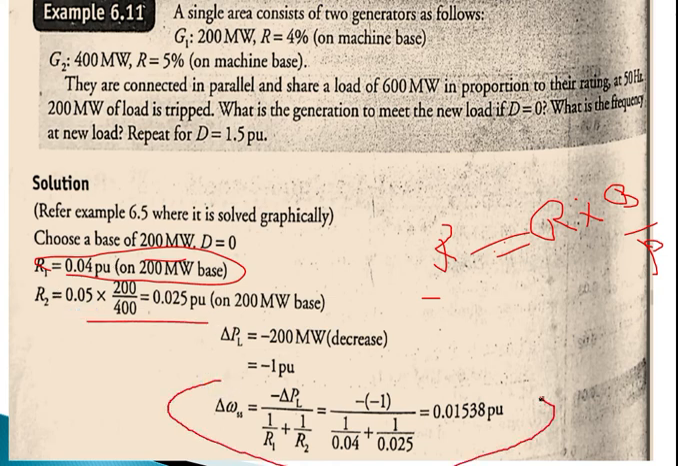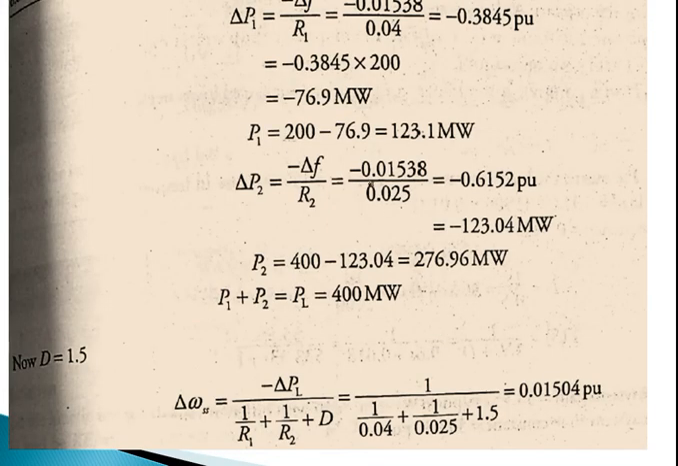So we know that change in frequency or speed at steady state condition is equal to minus delta PL divided by 1 by R1 plus 1 by R2. Delta PL is known. 200 decreasing of power. If load is tripped off, it means decreasing power by 200 megawatt. So we'll get the values. From this equation, you have to find the value of the individual change in power, delta P1 and delta P2. So delta P1 is given by minus delta F divided by R1, and delta P2 is given by minus delta F divided by R2.